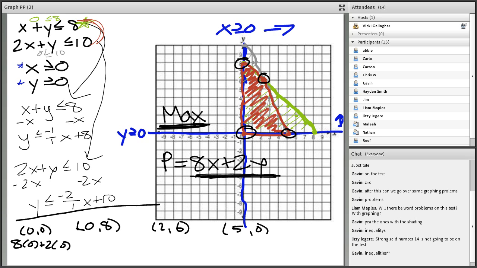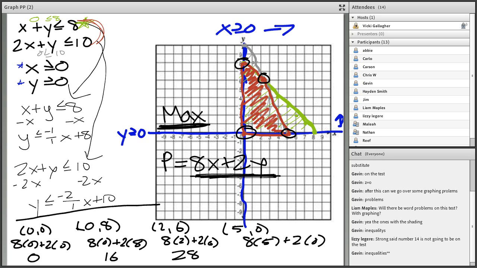8 times 0 plus 2 times 8, that's 16. 8 times 2 plus 2 times 6, that's 16 plus 12, that's 28. And then 8 times 5 plus 2 times 0, and that's 40. Okay, so this again is the type of work that I would expect to see on my students' papers.